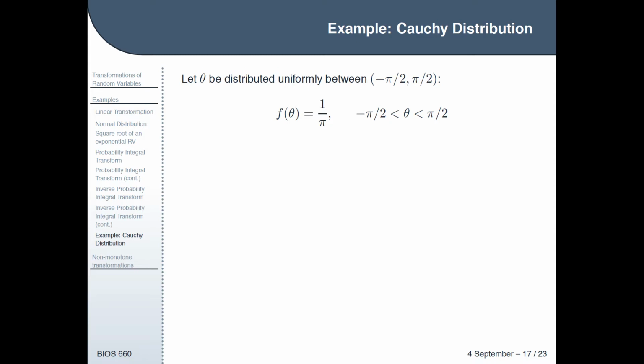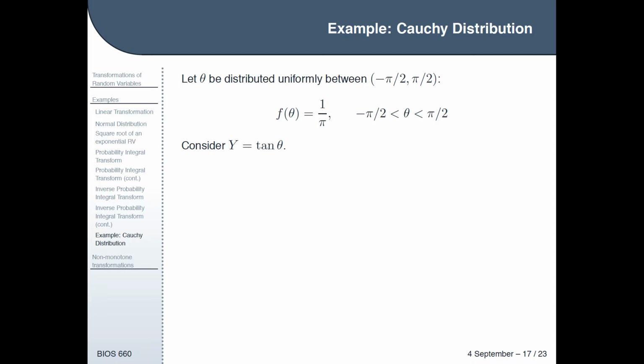So, another example of this type of transformation is how you could generate variables from the Cauchy distribution. If you're not familiar with the Cauchy distribution, it's a famous example of a distribution in statistics. It's shaped kind of like a normal distribution, but it has ridiculously heavy tails, orders of magnitude heavier than you would see in a normal distribution.